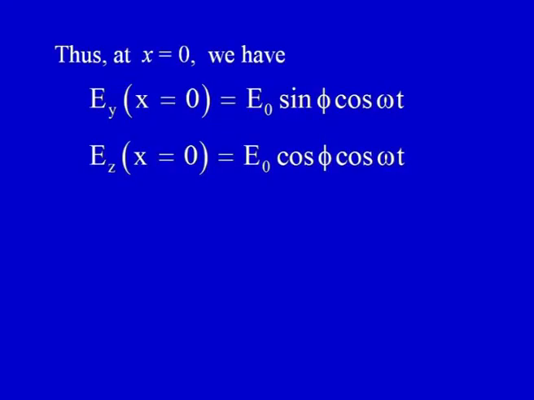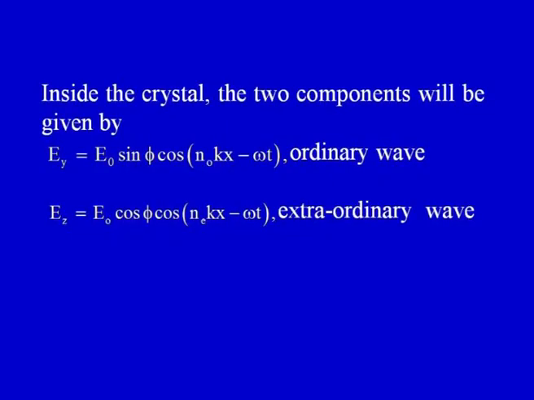At x equal to 0, which was the entry point, we have E_y at x equal to 0 equal to E_0 sin phi cos ωt, and E_z at x equal to 0 equal to E_0 cos phi cos ωt. Inside the crystal, the two components will be given by E_y equal to E_0 sin phi cos(n_o kx − ωt), this is for the ordinary, n_o is the refractive index for the ordinary, and E_z equal to E_0 cos phi cos(n_e kx − ωt), n_e is the refractive index for the extraordinary. So, this is for the extraordinary wave.